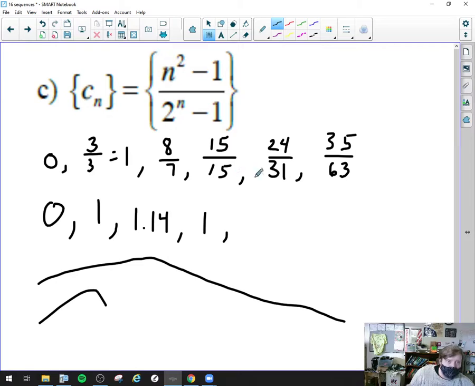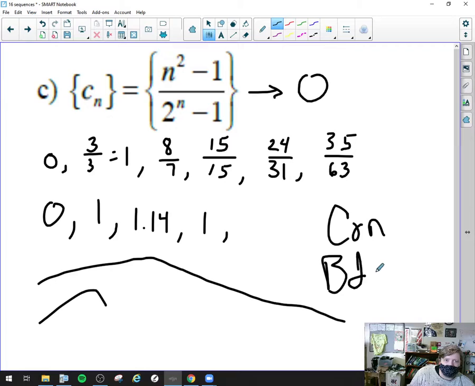Okay, so what does this approach as we go off to infinity? This actually approaches 0, right? Because 2 to the n versus n squared. 2 to the n just kills the n squared. So this is all going off to 0. So this actually is convergent, and it's also bounded. Because it doesn't fly up to infinity, it just flies up to 1.14.